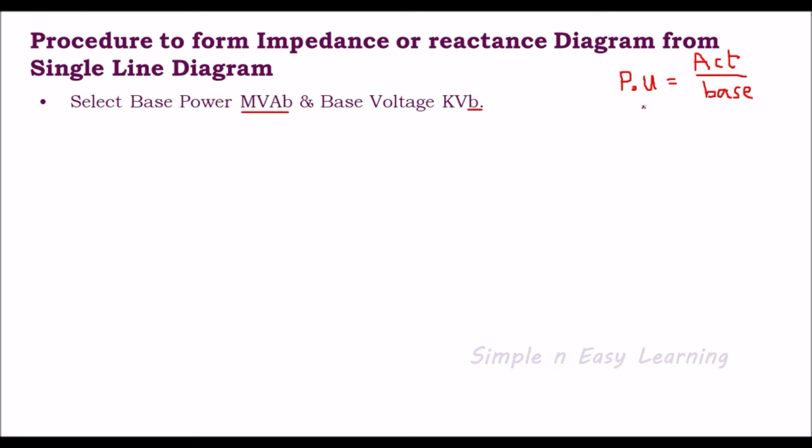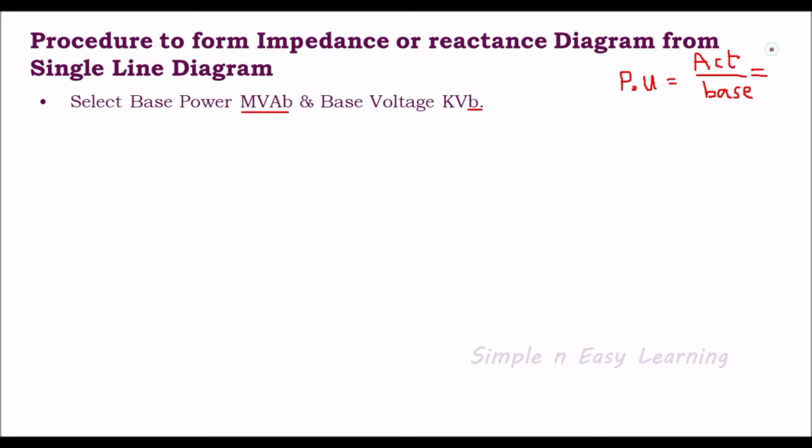So why are we going for this per unit representation? What are the advantages? In order to reduce the complexity of the problem, we consider all the values of power, voltage, current, everything in per unit to simplify the calculation. Per unit equals actual divided by base value.